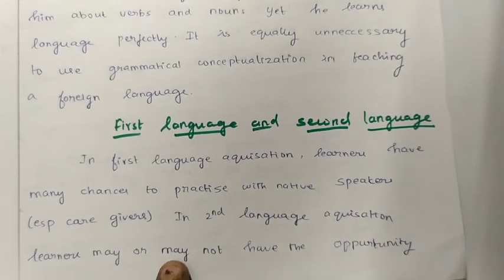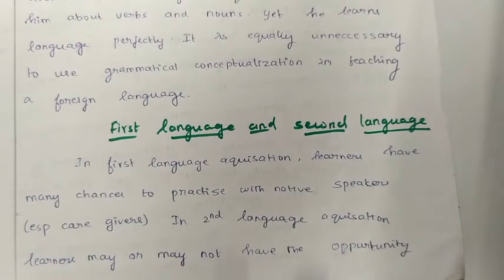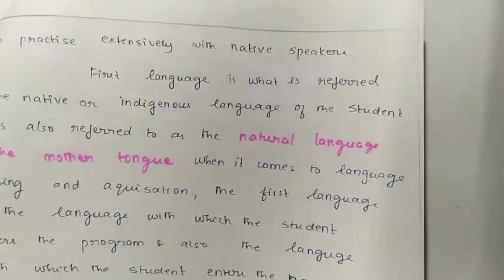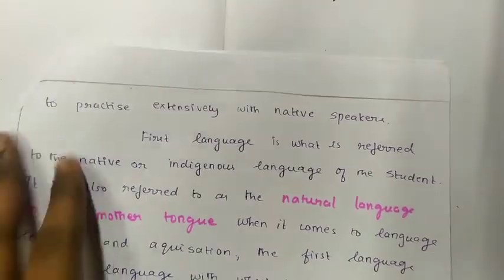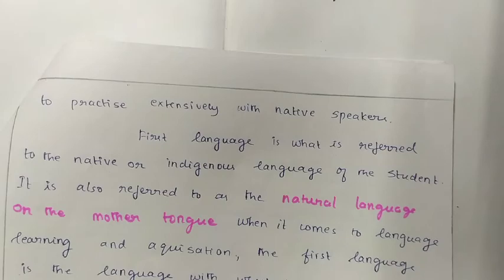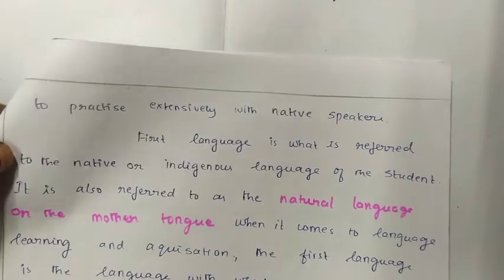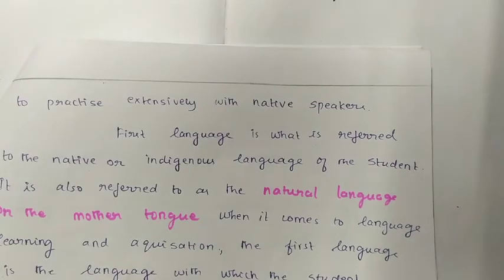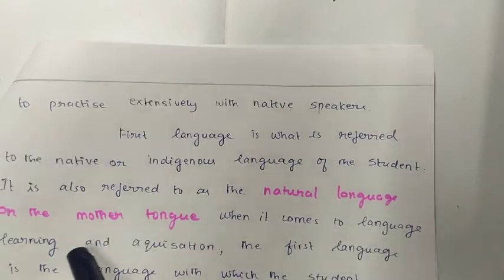Then first language and second language. In first language acquisition, learners have many chances to practice with native speakers, right? Especially caretakers, especially parents or guardians. In second language acquisition, the learner may or may not have the opportunity to practice extensively with native speakers. First language refers to the native or indigenous language of the student. It is also referred to as the natural language or the mother tongue.